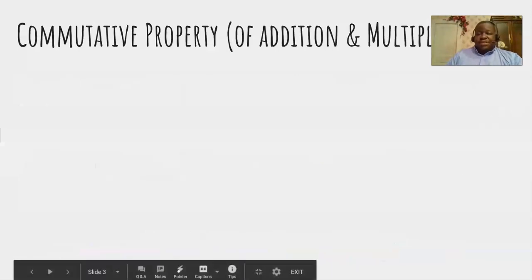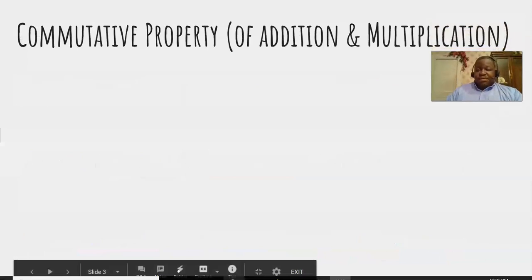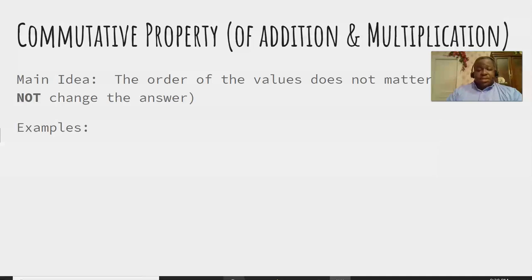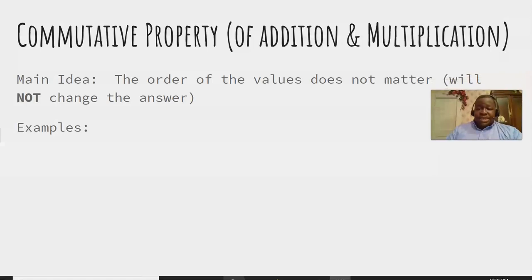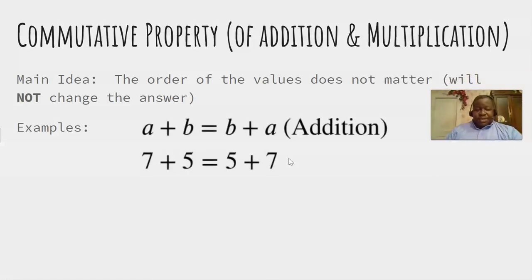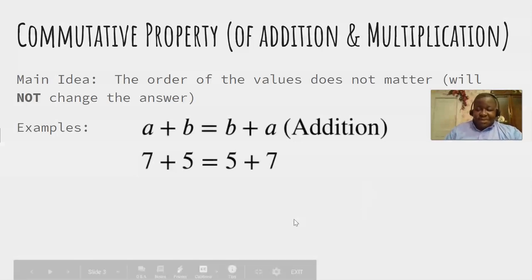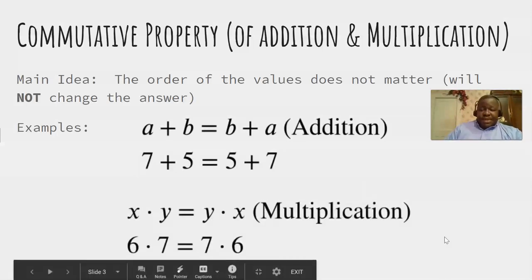The first one is the commutative property. It's of addition and multiplication. The main idea, the order of the values does not matter, or it will not change your answer. So we have some examples here. For addition, we're looking at things like a plus b equals b plus a, or 7 plus 5 is the same thing as 5 plus 7. And for multiplication, x times y is the same thing as y times x. 6 times 7 is the same thing as 7 times 6.